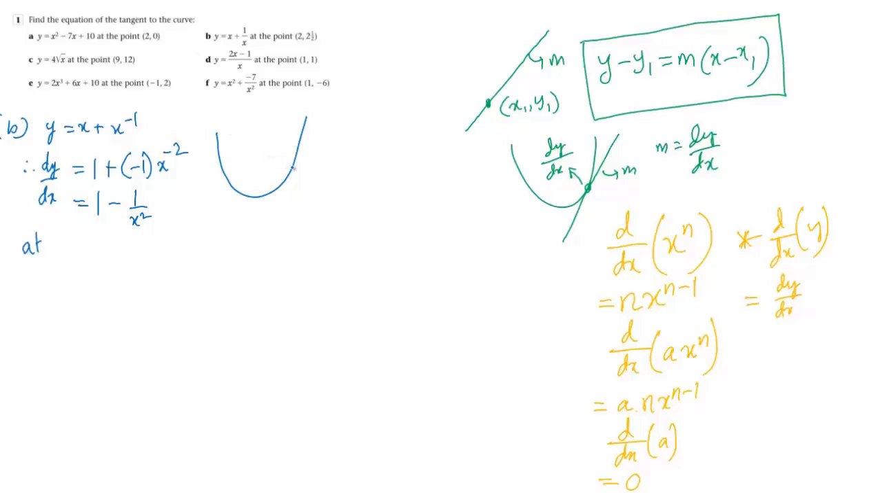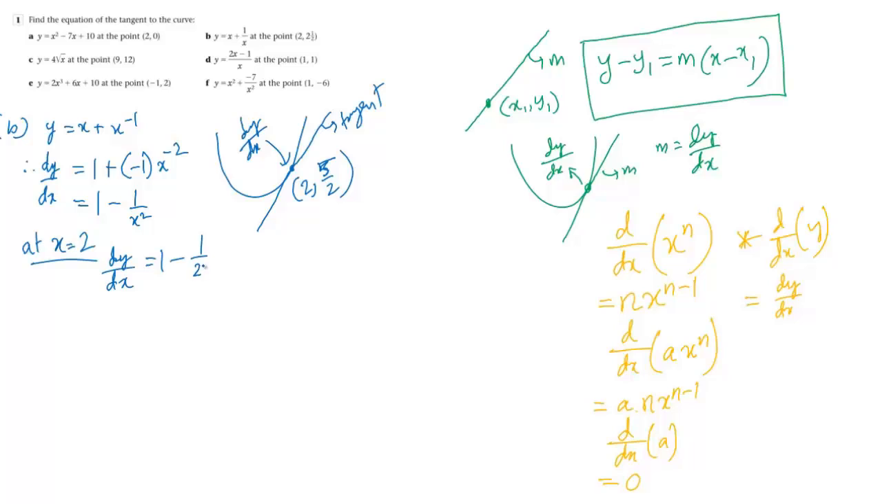So let's imagine this is a basic rough idea of a curve, and we draw the tangent line at the particular point, which is 2 and 5 by 2. So we have to find the gradient at that particular point. Now let's find the gradient of the tangent at that point. So at x equals 2, dy by dx, remember, just by writing it as a positive value 1 by x squared, it makes the calculation easier. 1 minus 1 by 2 squared, otherwise 2 to the power minus 2 is difficult to calculate. So 1 minus 1 by 4, that makes it 3 by 4.